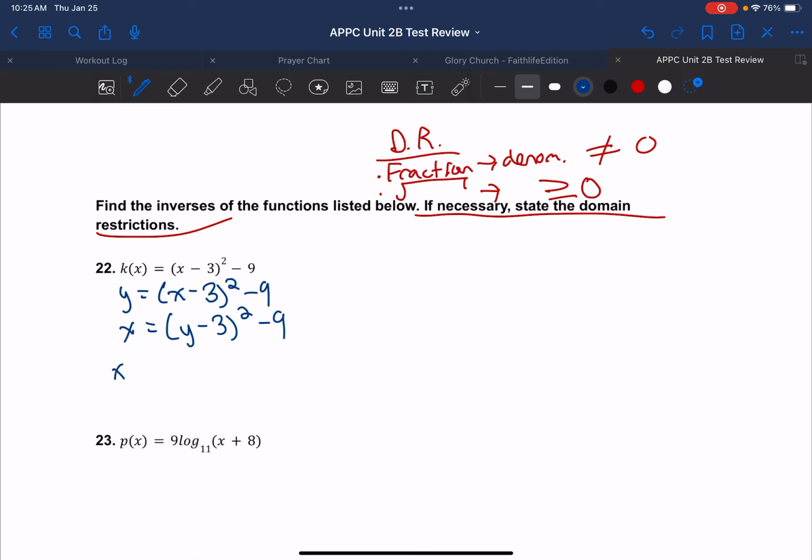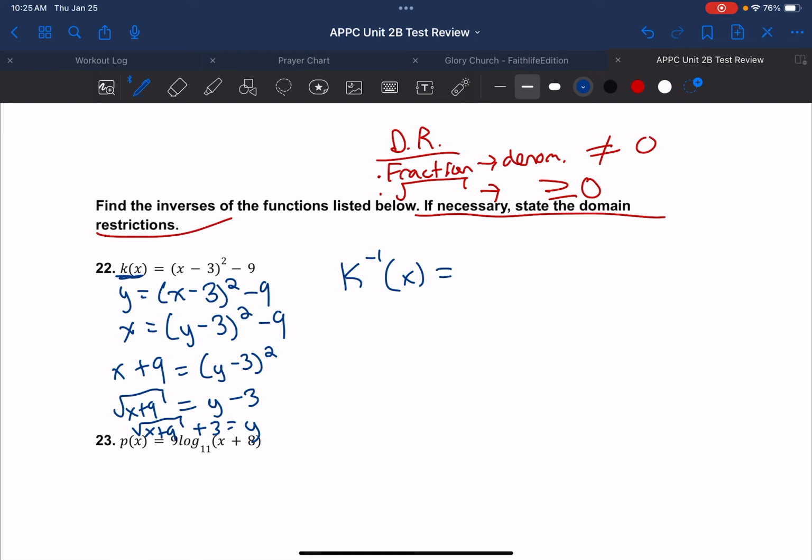Then do the algebra to isolate y. Take the square root on both sides. And then add 3. Y is isolated now, so I would rewrite this, because this is k and not f, as k to the negative 1 of x. The inverse of k is equal to the square root of x plus 9 plus 3. So that's the inverse. That's step 1.